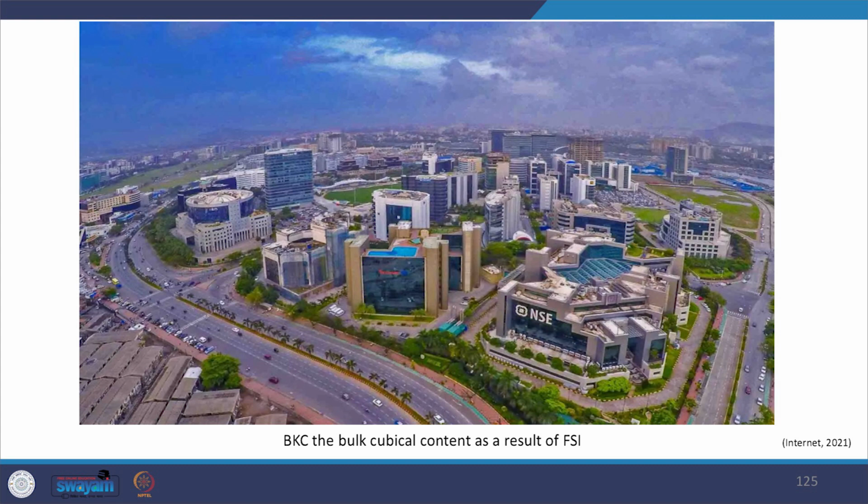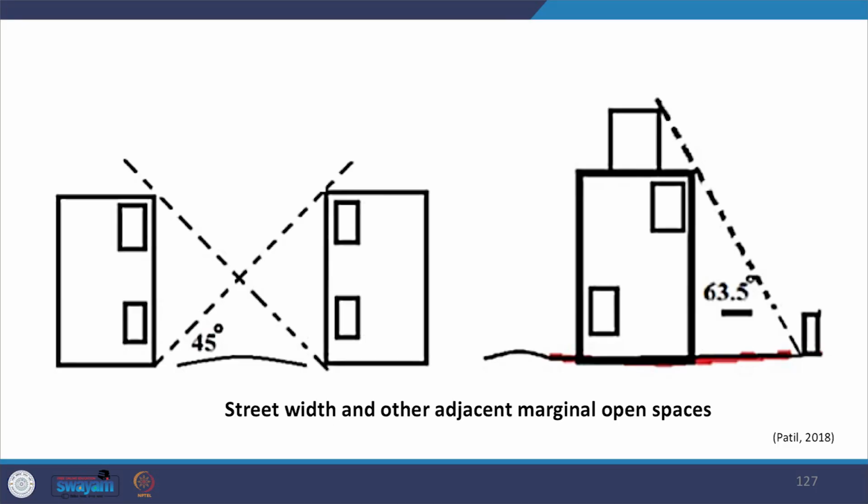Another way is by controlling the street width and the other adjacent marginal open space from the point of view of providing light and ventilation to individual property. In this case, the height of the building is limited by drawing a light plane at an angle of 45 degree or 63.5 degree to the horizontal. 63.5 is very commonly adopted as it gives the ratio of 2:1 height to the road width.